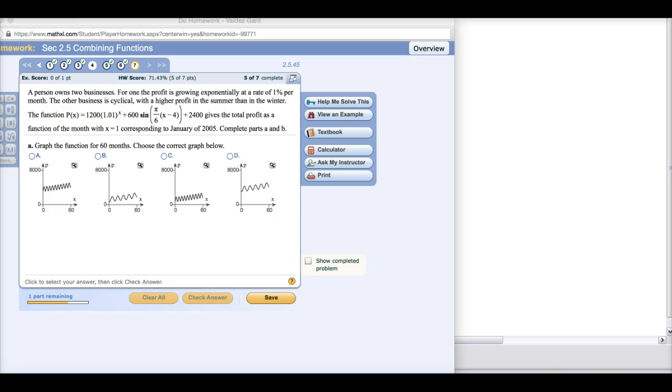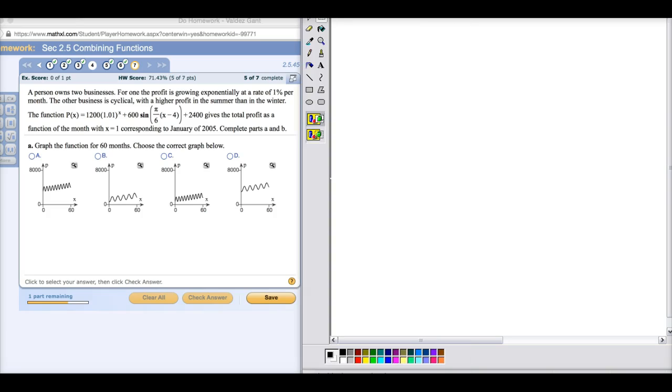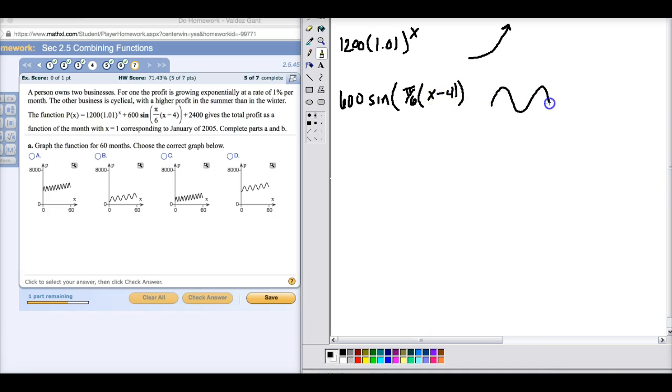So how we can actually go into looking at this is we can look at the function in all of its pieces. So we see we have a piece that is exponential looking. So that is the 1200 times 1.01 raised to the x, this particular function will look something like that. We have the 600 sine of pi over 6 of x minus 4, and of course this is going to look like a sine function.